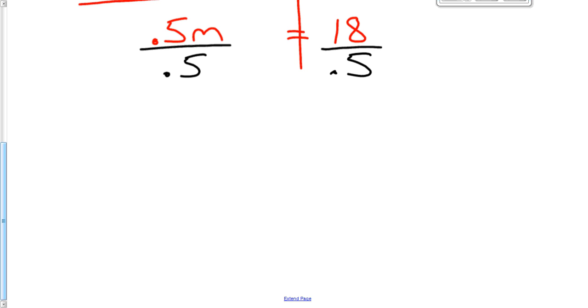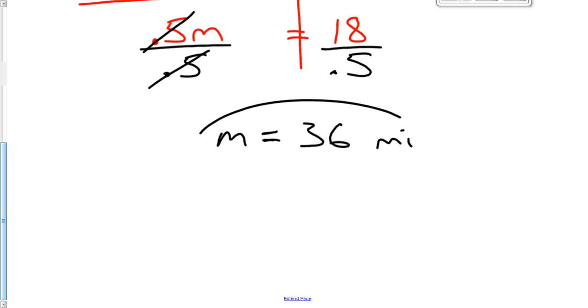And we can get our answer. 0.5 divided by 0.5 cancels. So m equals, and how many halves go into 18? Well, that's pretty much double 18. So 36, oops, that's not dollars, we solve for miles. So 36 miles with that fare, right? So that's an example to introduce us.